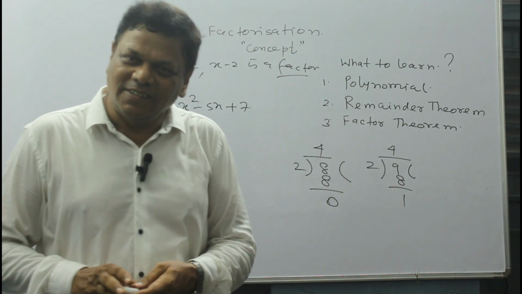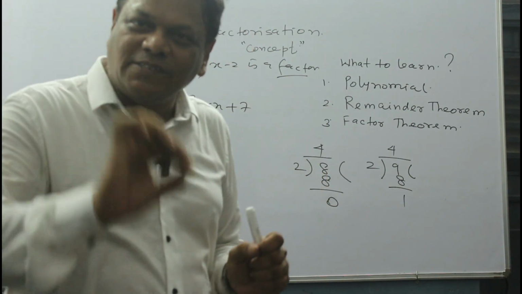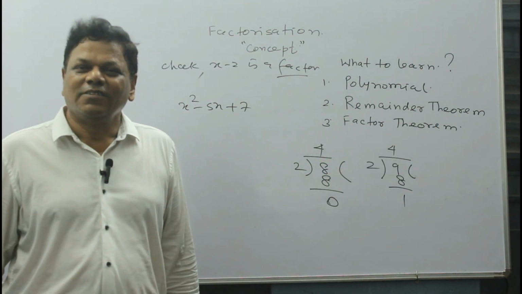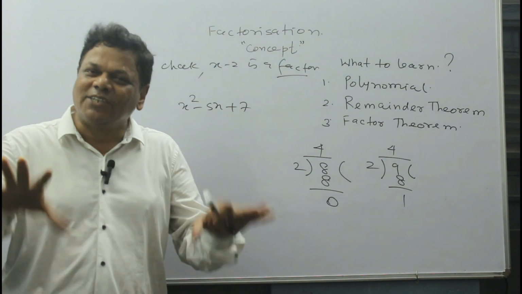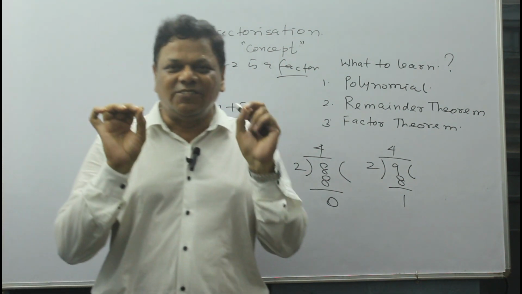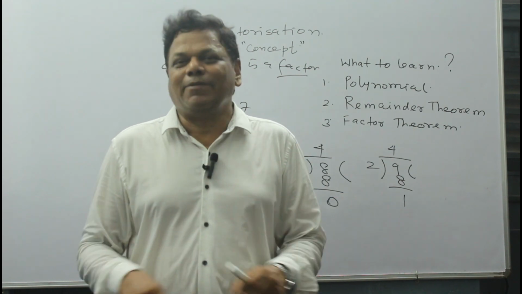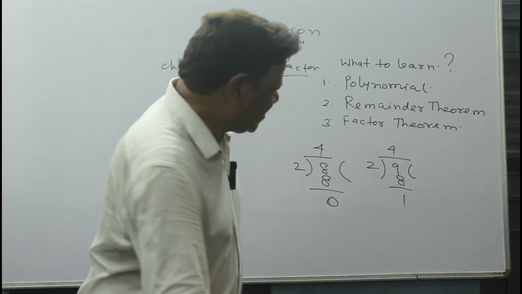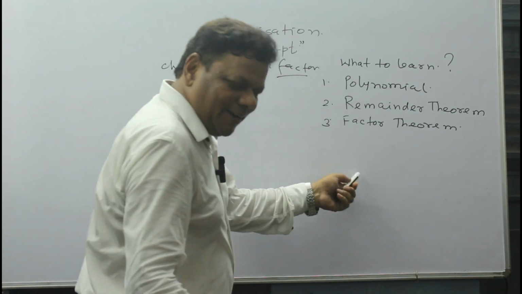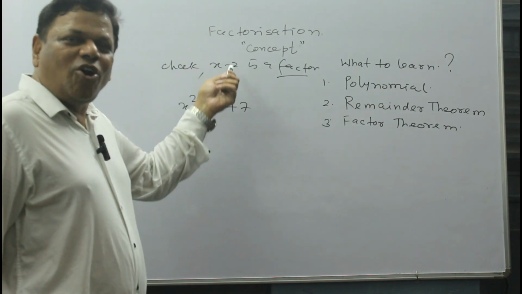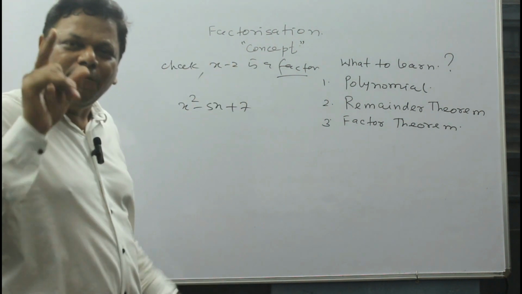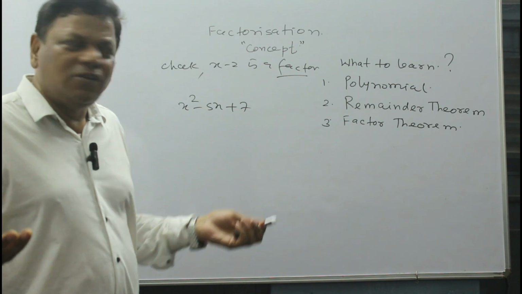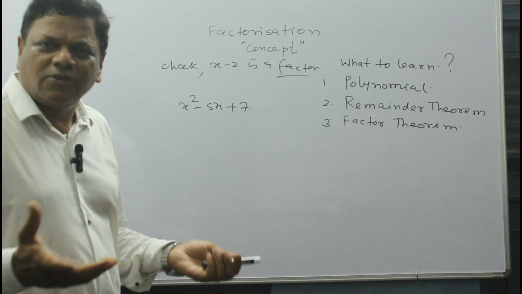I think factor is clear. If remainder comes 0, then it is a factor. That is the factor theorem. If remainder is not 0, that means it is not a factor; that is the remainder theorem. Simple thing. If remainder is 0, factor theorem. If remainder is not 0, remainder theorem. I think these two theorems are clear to you. Now, I explain with a number. If I divide this one and the remainder comes 0, then this is a factor of this. If remainder is not coming 0, then what is it? Not a factor of this.